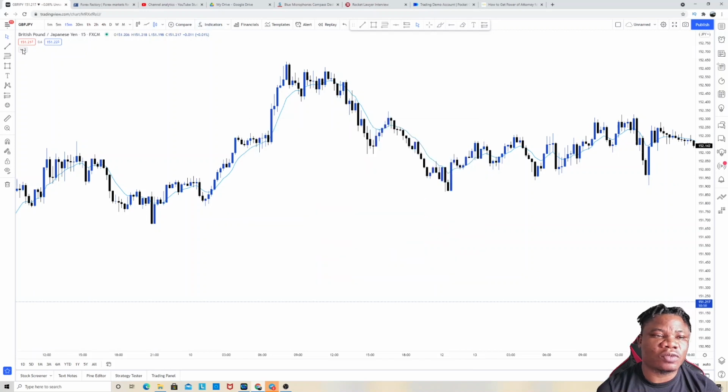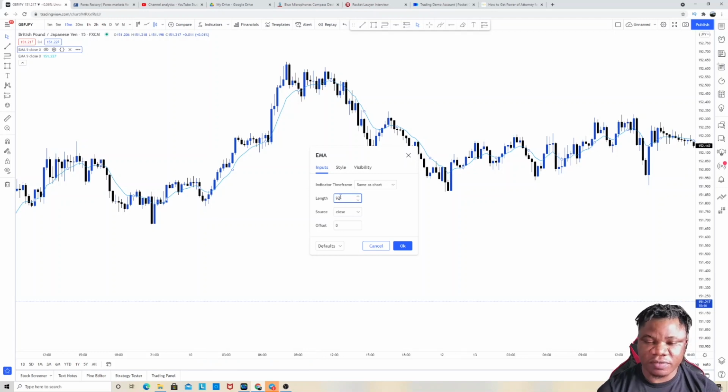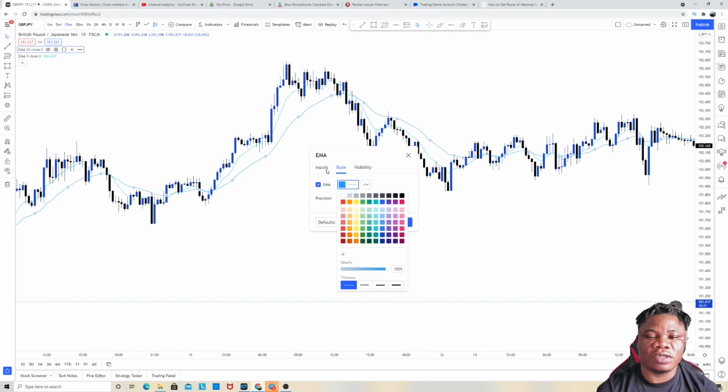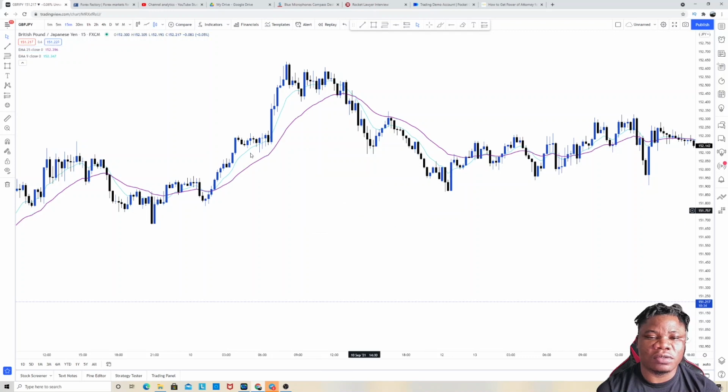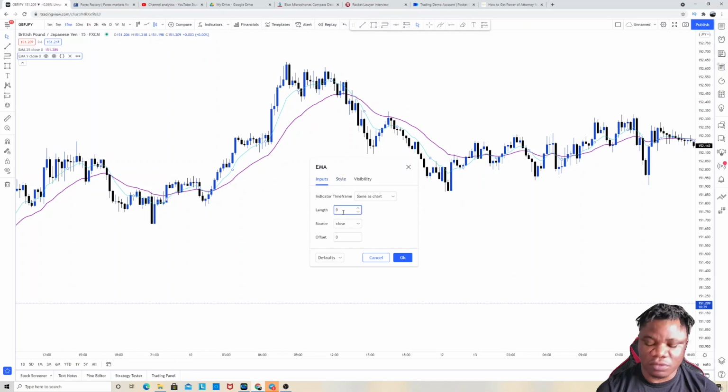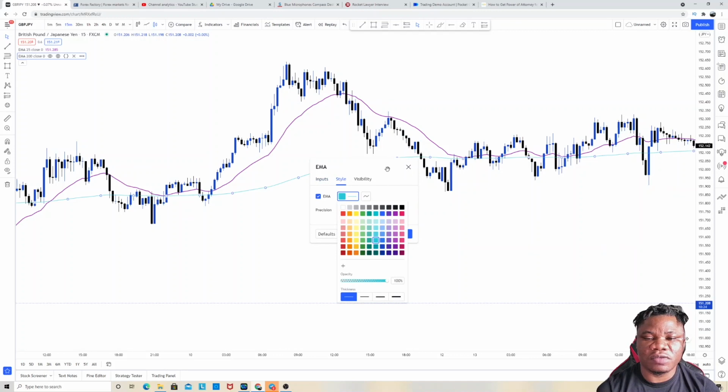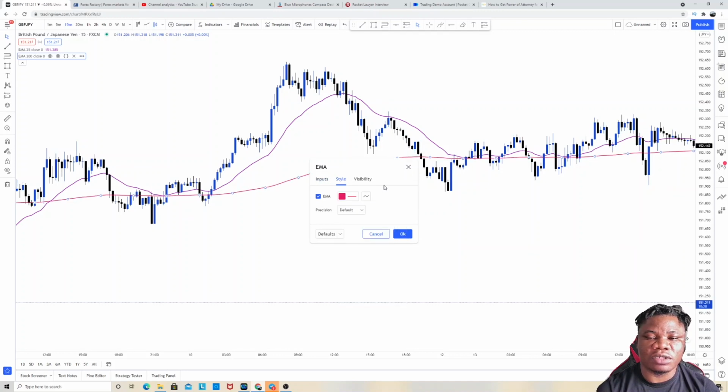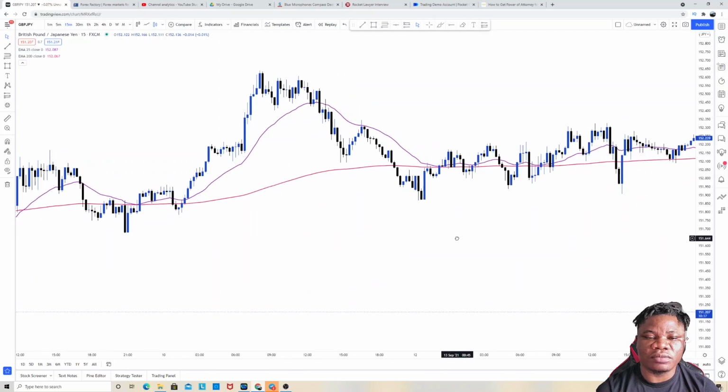For the first one, we're going to change it to 25. For the style, you can use whatever color you want. I'll use this one, change the thickness, and click OK. Now for the second one, we're going to change this to 200. For the style, you can use whatever color you want. I'll use this one, change the thickness, and click OK.